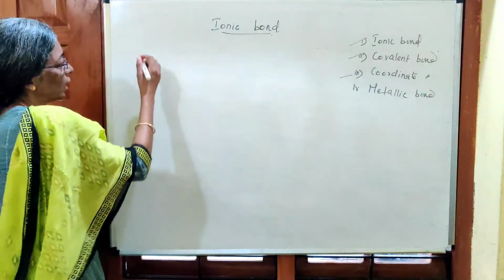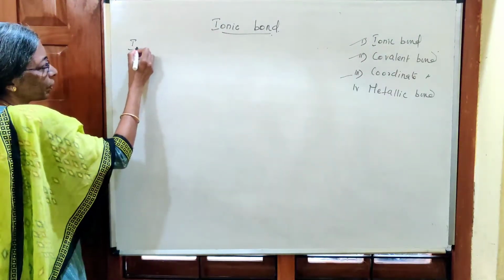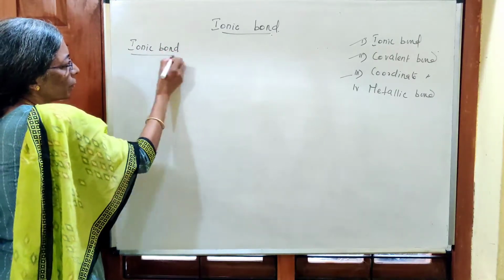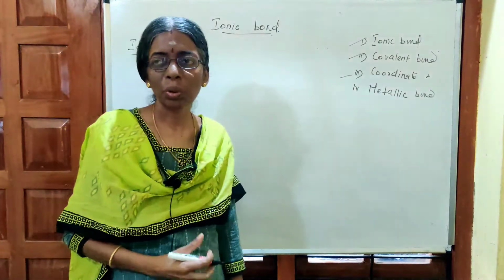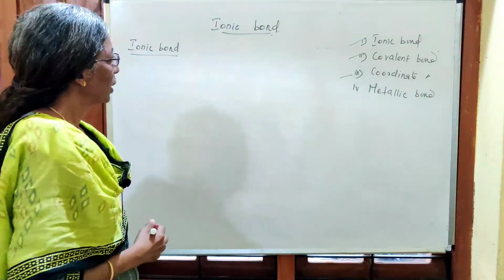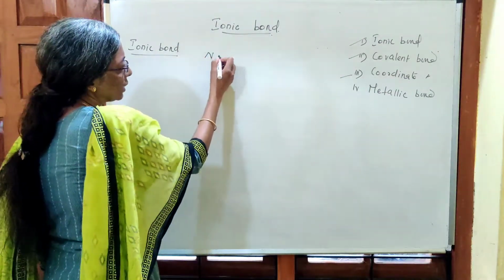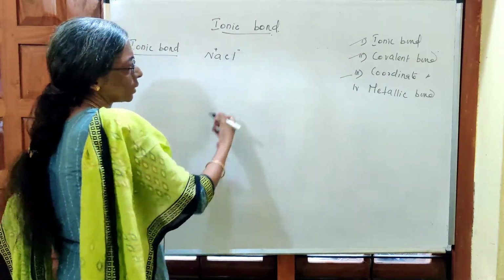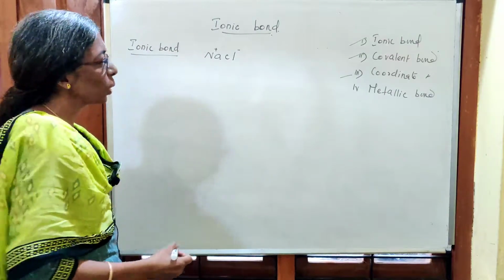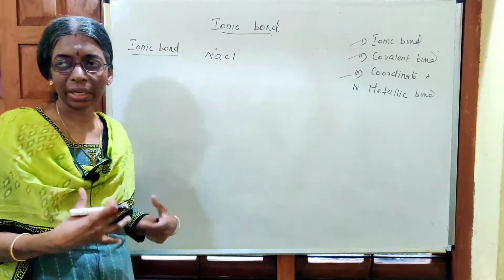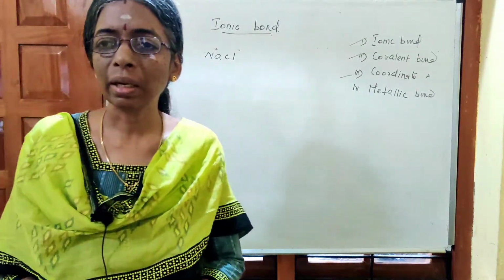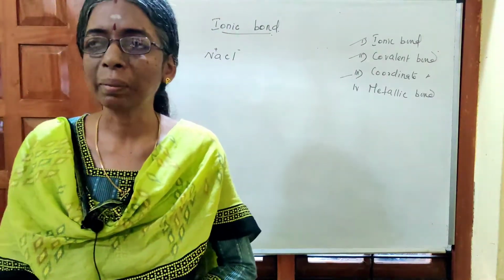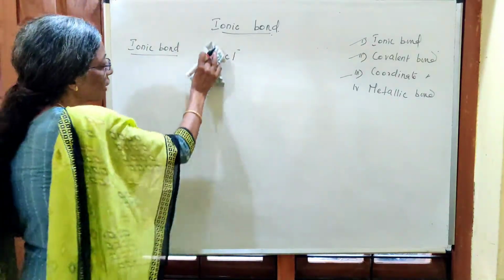So first one is ionic bond. This is the Coulombic force of attraction. If you see the formation of NaCl, this is plus, this is minus, right? So this is the electrostatic force of attraction which binds the oppositely charged ions. That is called ionic bond, right? So let us write what is ionic bond.